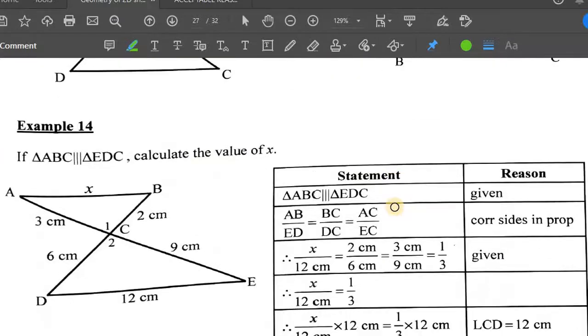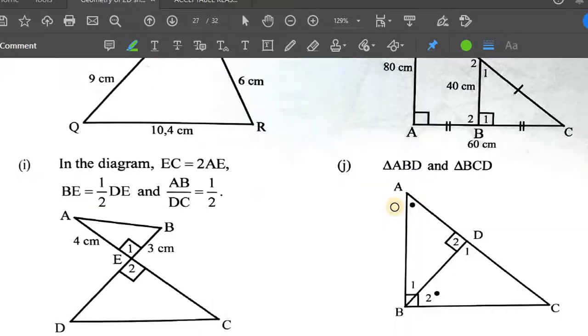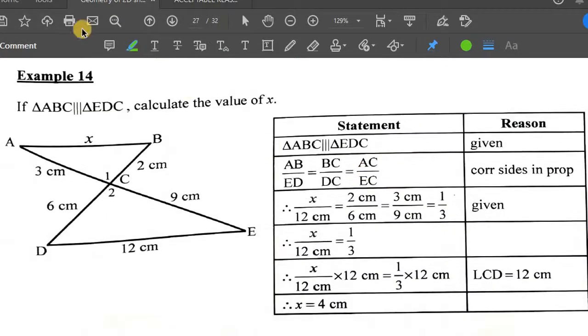Alright, so you would have completed that exercise. Now, example 14, what page are we on? Let's check. 167, right? Example 14. Okay, example 14. Right, so we've done proving that the triangles are similar. Now, what if they tell you that these triangles are similar? Calculate the value of x. Definitely an exam type question, definitely.